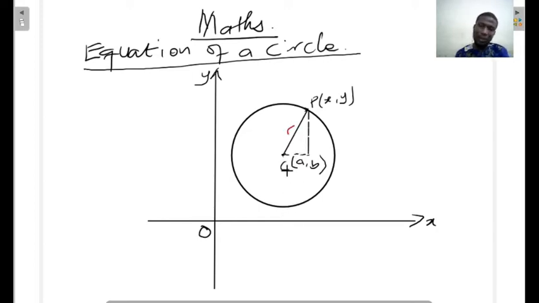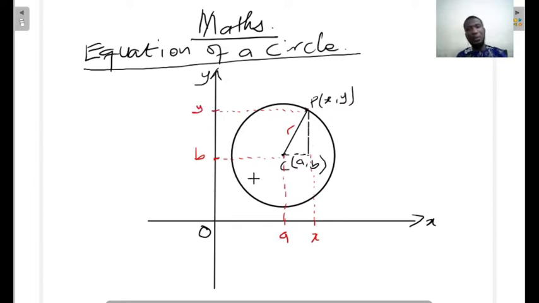So because the center has coordinate A and B, if I trace here to the x-axis, I'm going to have here as A, and then to the y-axis is going to give us B here because B is the y coordinate. Then I trace here to the x-axis, is going to give me X, and then here to the y-axis is going to give us Y.